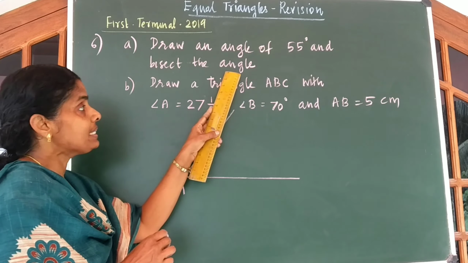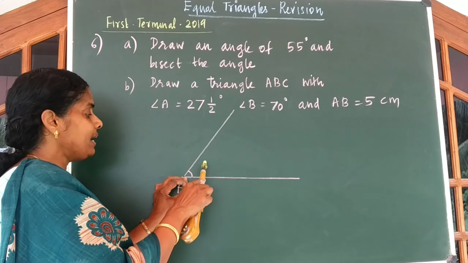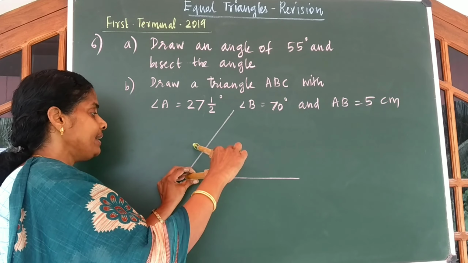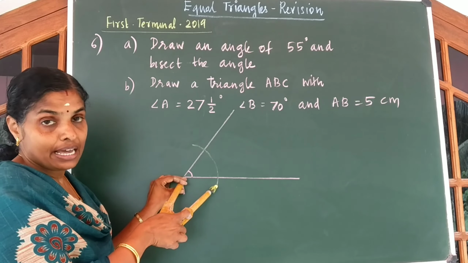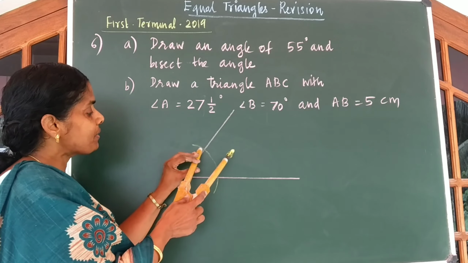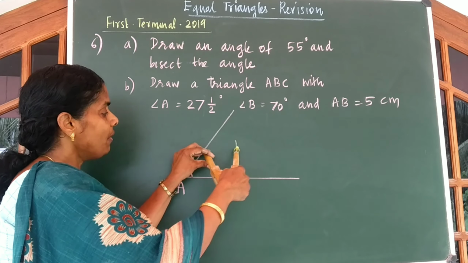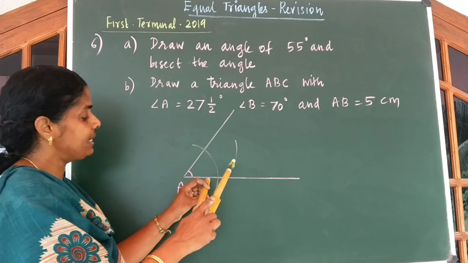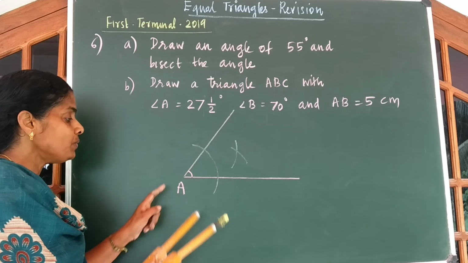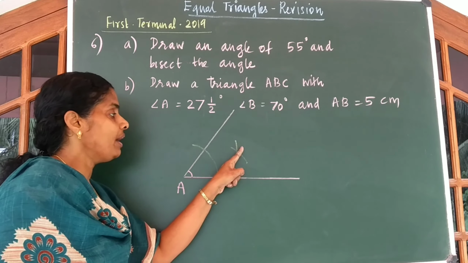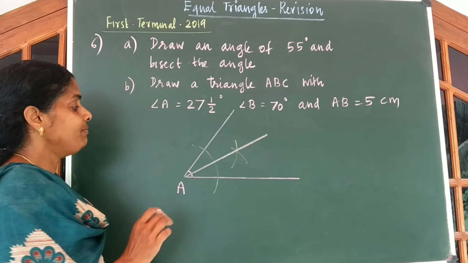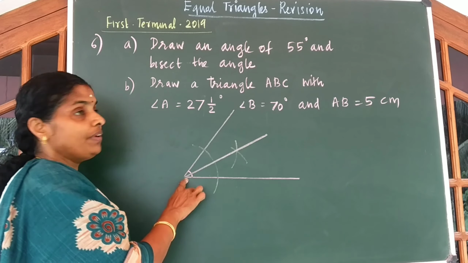Now we have to bisect the angle. Keep your compass at A. Draw an arc for any measure. Using any measure, I have drawn an arc. The arc cuts the two arms at two different points. Now keep your compass at this point. Draw an arc with the same measure. Keep your compass at this point. Cut the previous arc. Now join A to this arc. You will get the bisector. Now I have drawn the bisector of 55 degree.